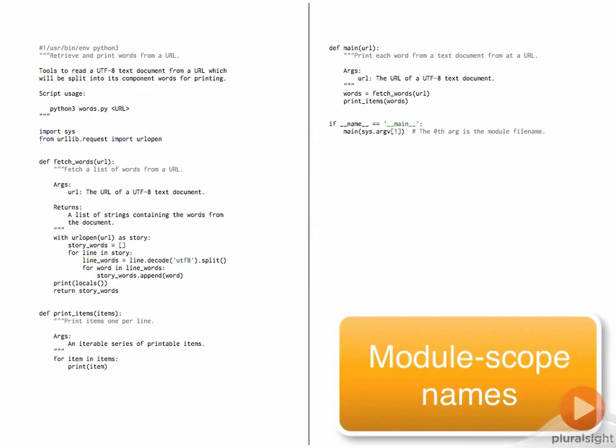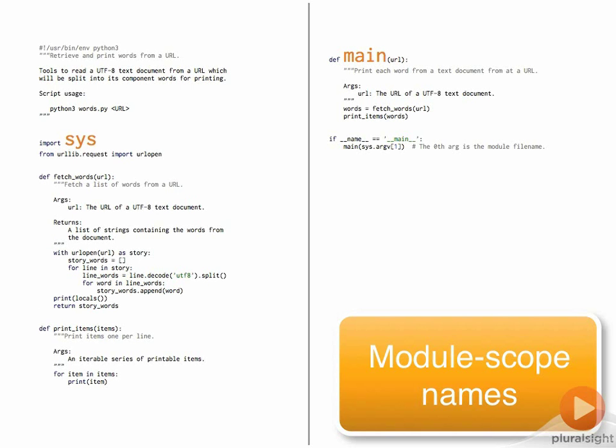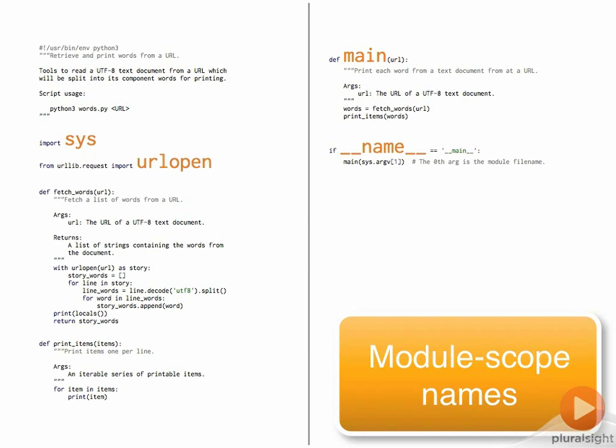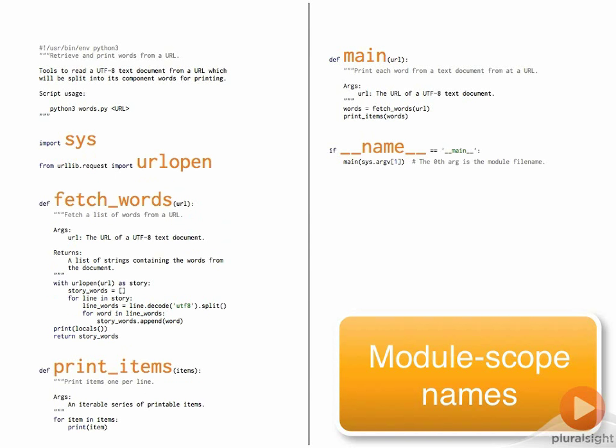Consider our words.py module. It contains the following global names: main, bound by the def main statement; sys, bound when sys is imported; double underscore name, provided by the Python runtime; urlopen, bound from the urllib.request module; fetch_words, bound by the def fetch_words statement; and print_items, bound by the def print_items statement. Module scope name bindings are typically introduced by import statements and function or class definitions. It is possible to use other objects at module scope, and this is typically used for constants, although it can be used for variables.